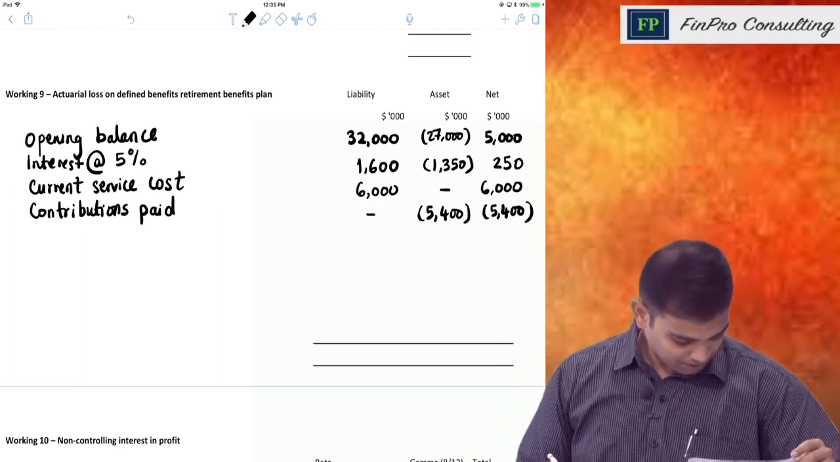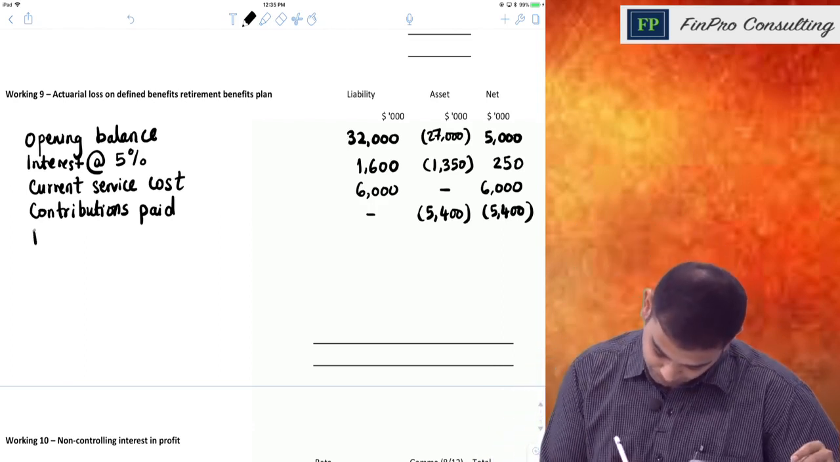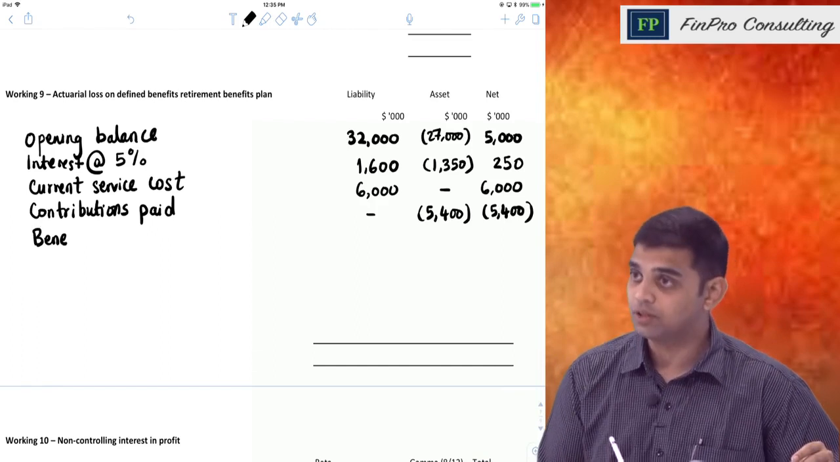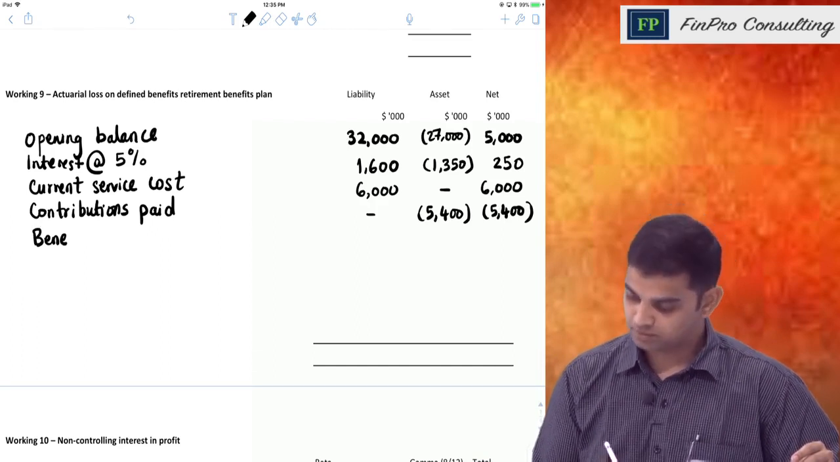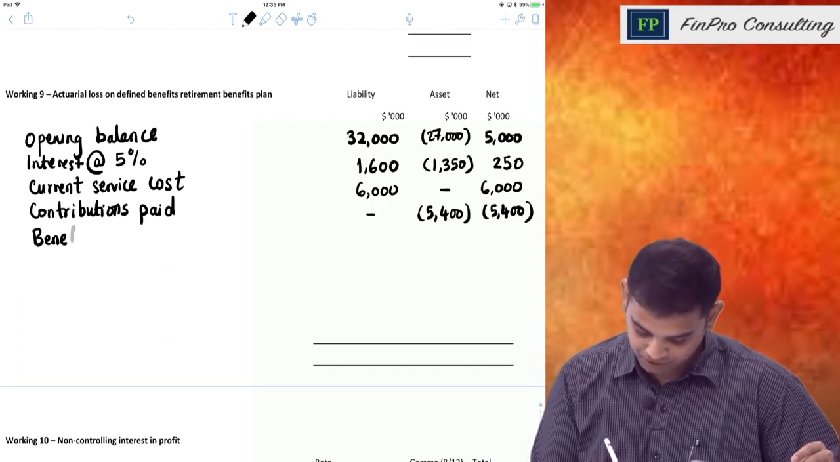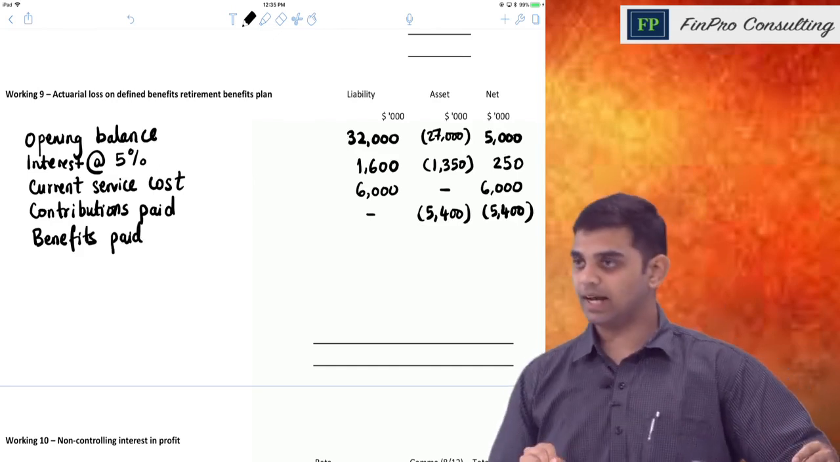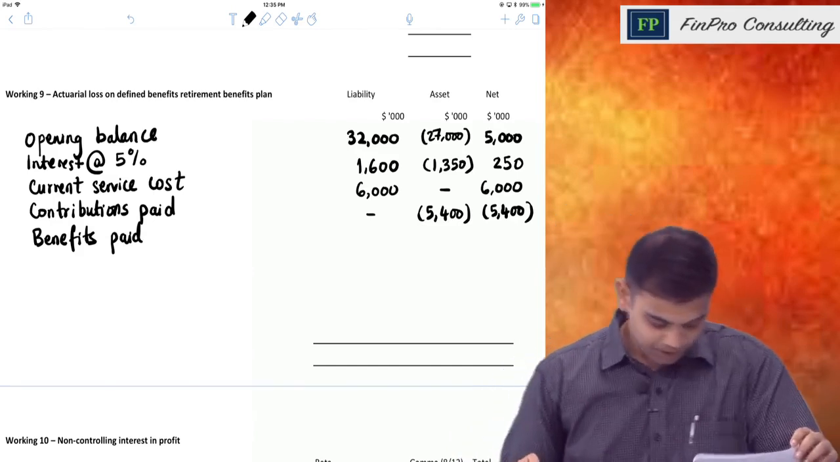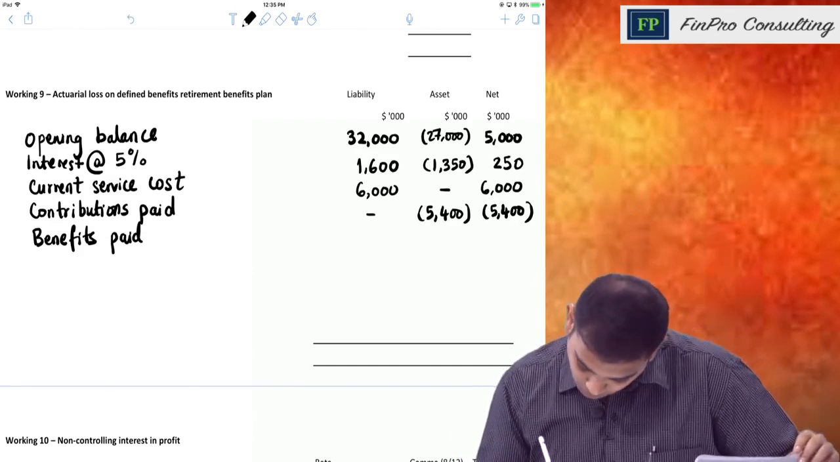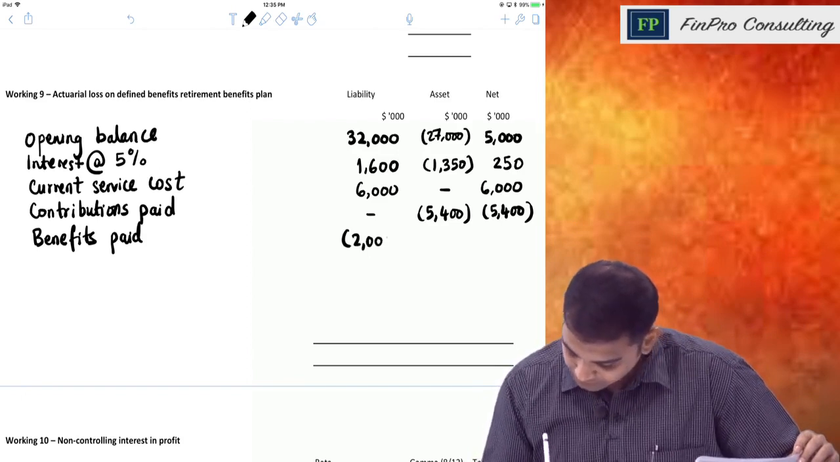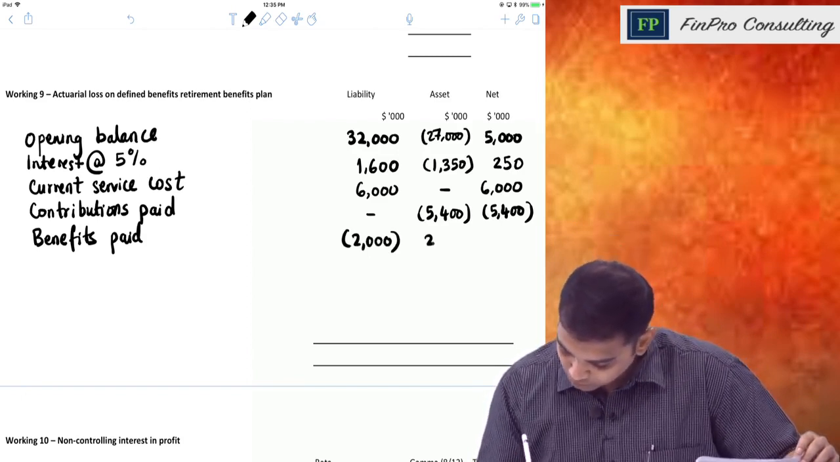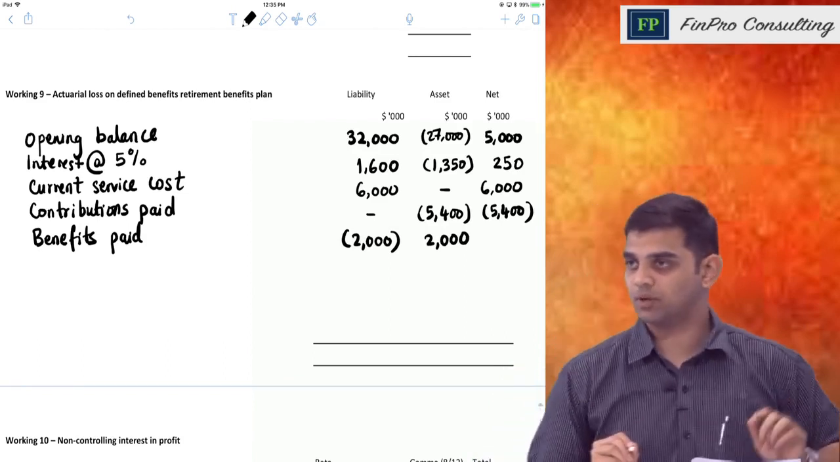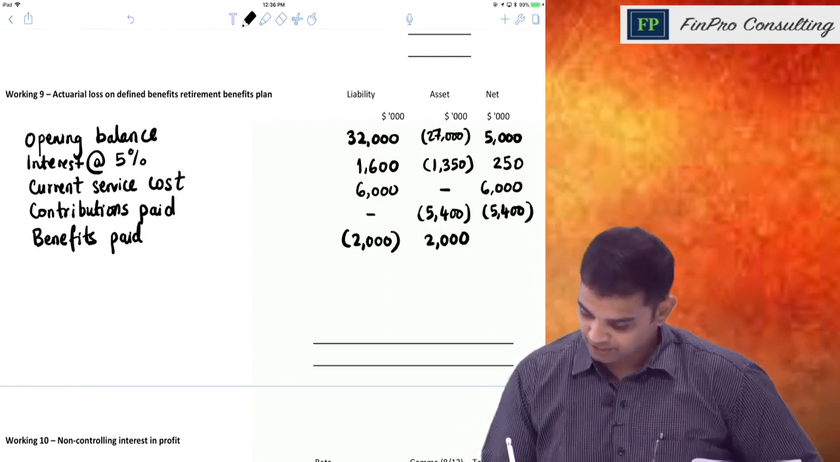The next item is benefits paid. It will decrease the liability. It will decrease the assets also. So what is my benefits paid? 2 million. So I will write 2,000 in bracket under liability and 2,000 as positive under asset. Okay. Net is dash.